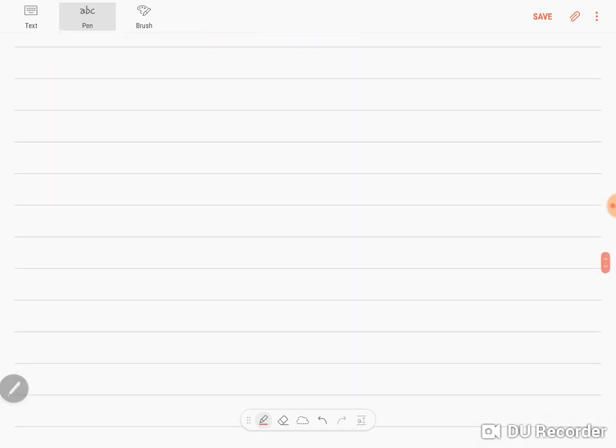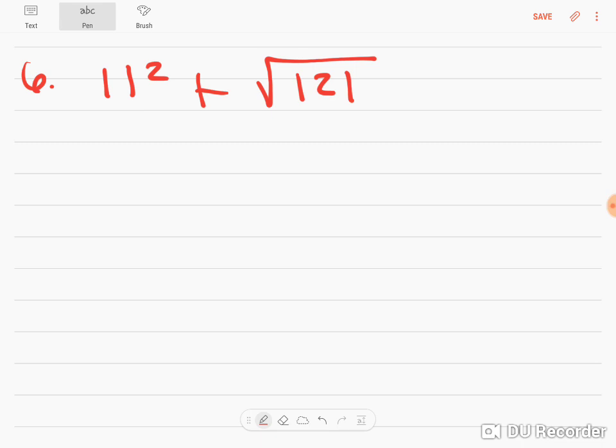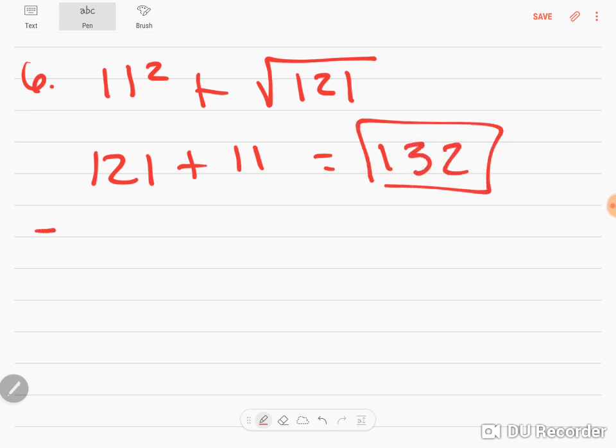Number 6 is saying 11 squared plus the square root of 121. All right, before we can add these two numbers up, we must do the math first. So 11 squared is 121 plus the square root of 121, which is 11. So we have 121 plus 11. That is equal to 132.